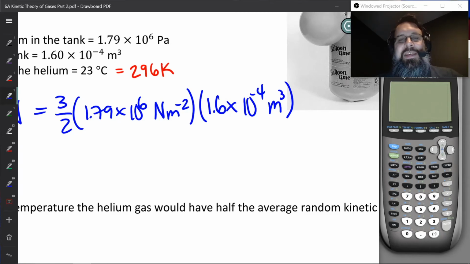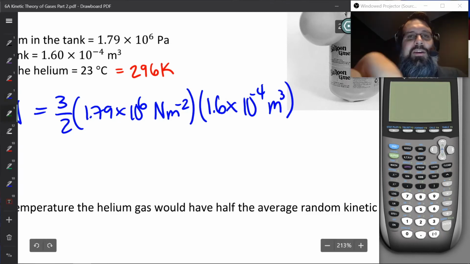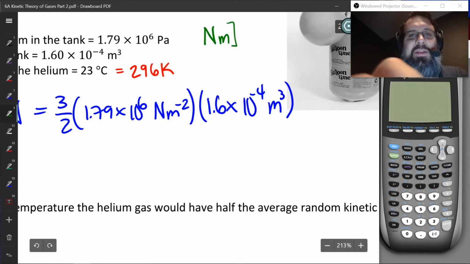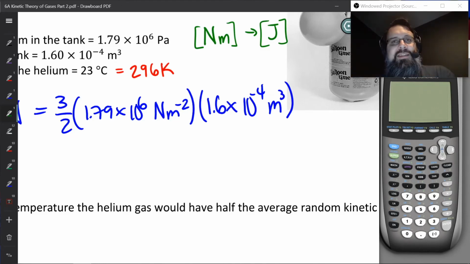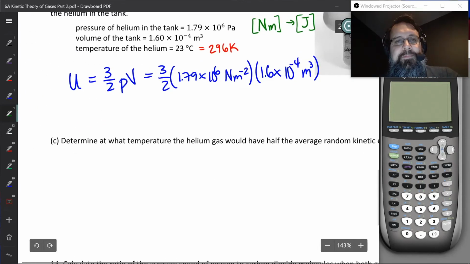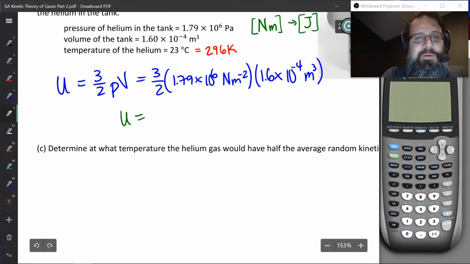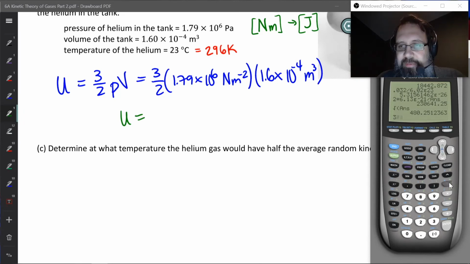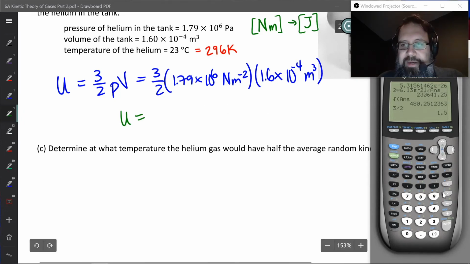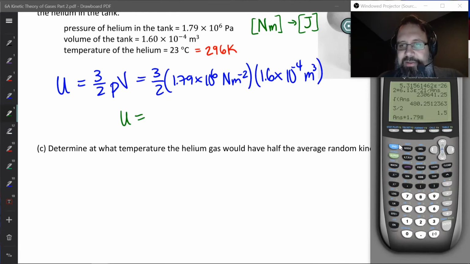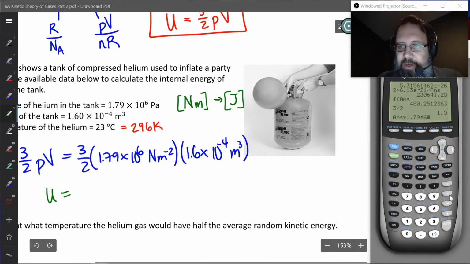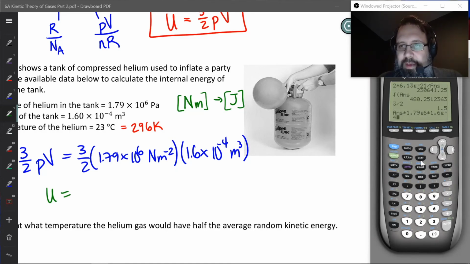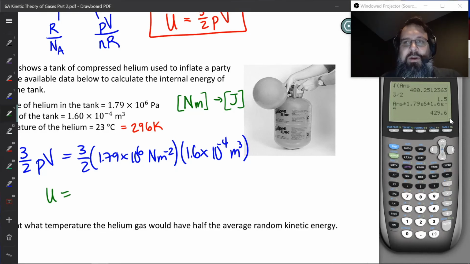So now the units end up being Newton meters. And a Newton meter is just a joule. The way I remember that is because this is just work, right? A force times a distance is work. So that's a joule. Let's go ahead and solve this. So the internal energy, okay, so 3 divided by 2, and then we're going to multiply by 1.79. And I actually looked up these values for this actual helium tank, so these should be pretty appropriate to the real life values. 1.6 times 10 to the negative 4. Plugging all that in, getting my answer of 430 joules.